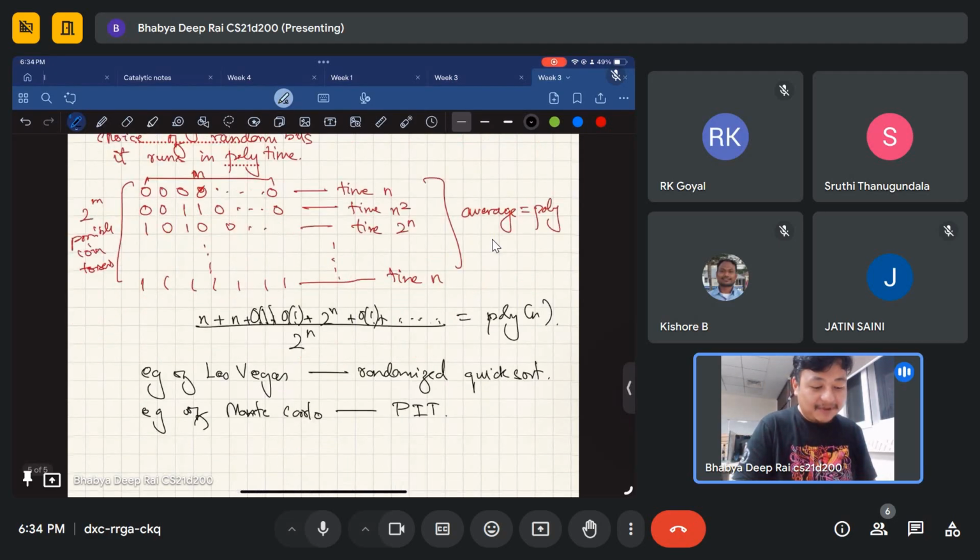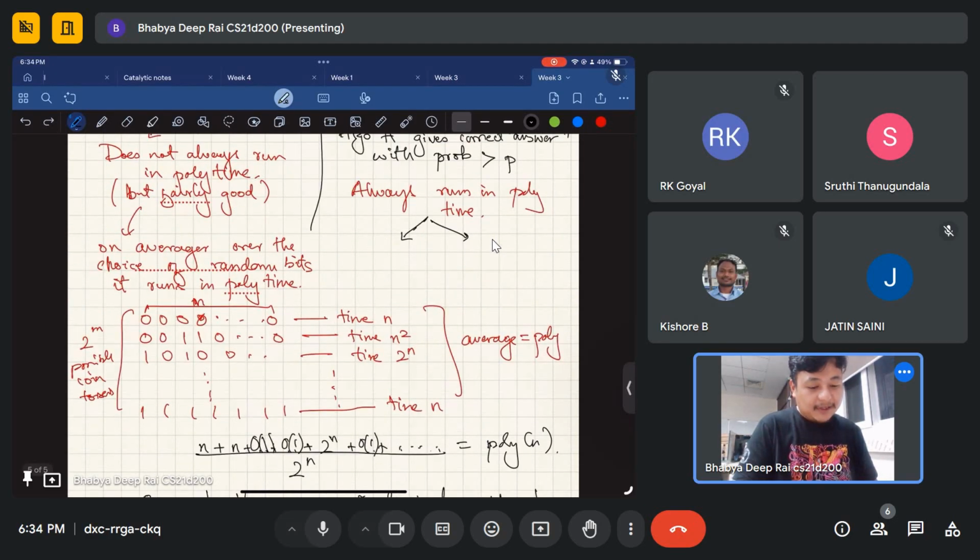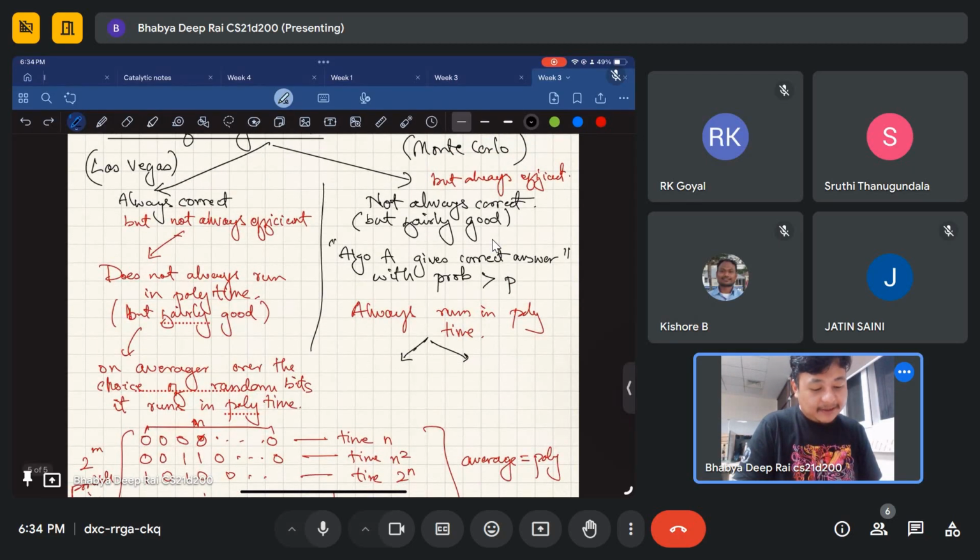Okay, and one example is PIT. I'll come to that. If the answer is yes, the probability of algorithm A on input X saying yes does not make too much error, but it still makes some errors, half, say. And if the answer is no, it will definitely always say no. It will always say no.